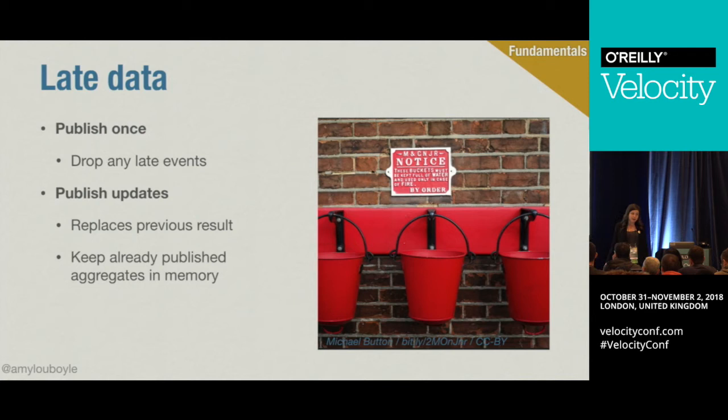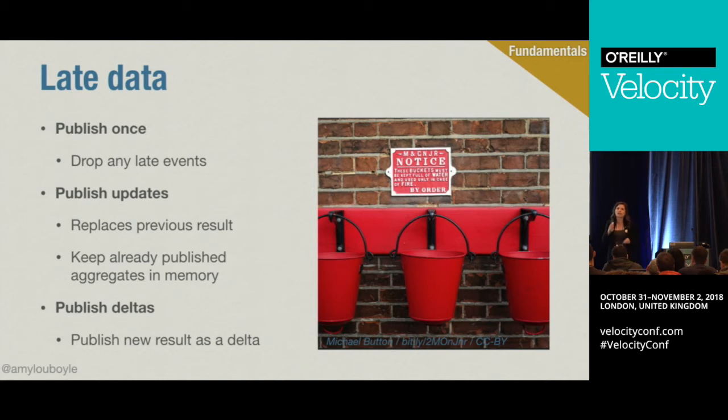Alternatively, we can publish updates. After we've published, we keep in memory the aggregate state so that we can add aggregates to it and publish a full update of our result. Another option would be to publish deltas. After we've published our initial result, we sweep away our aggregate memory. But if we get late data, we publish a new result that's just to serve as a difference between the last one and any successive results.